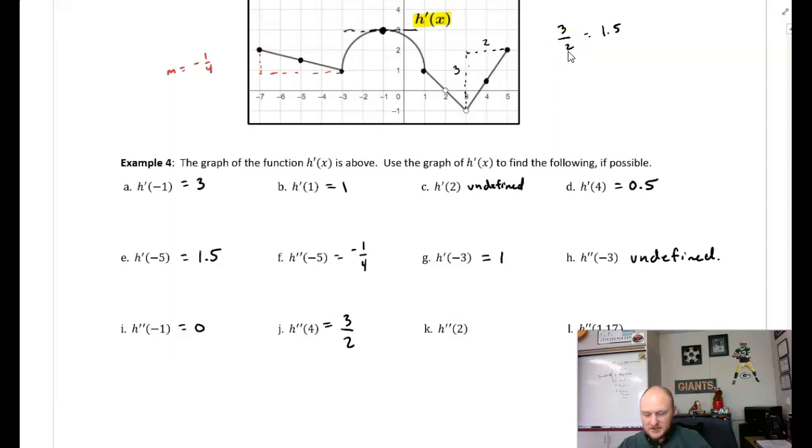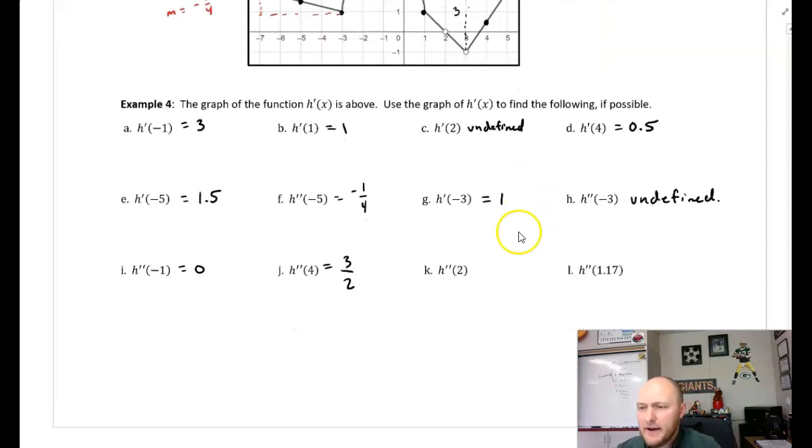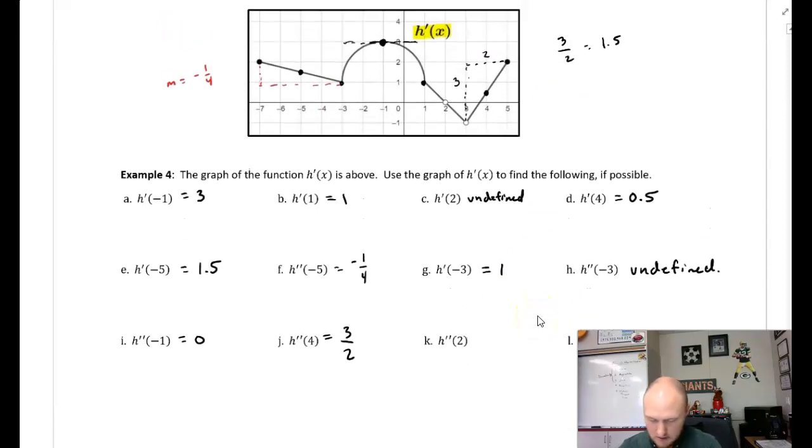And I'm going to let you try these last two. Go ahead, please try K and L, and I'll show you the answers in a second. All right, hopefully you tried those. H double prime at 2. Well, there's a hole. So if h prime doesn't exist, if it's not continuous, then the derivative doesn't exist. So undefined for h double prime at 2.